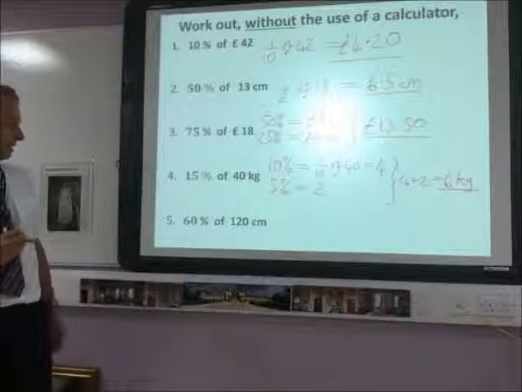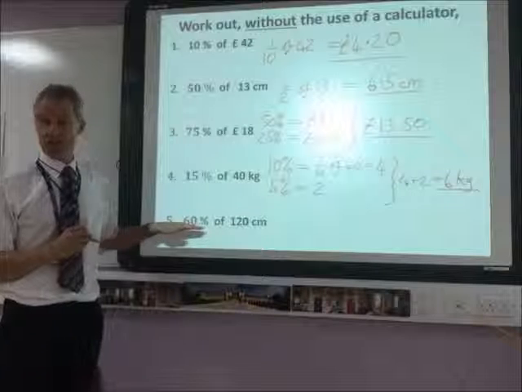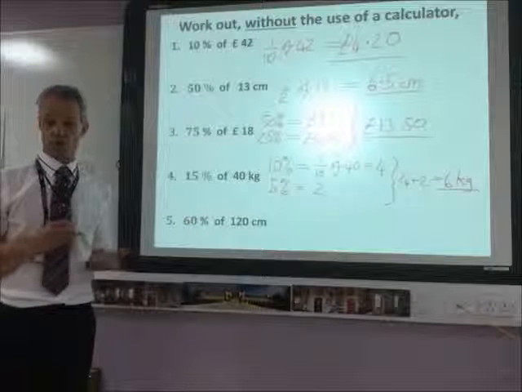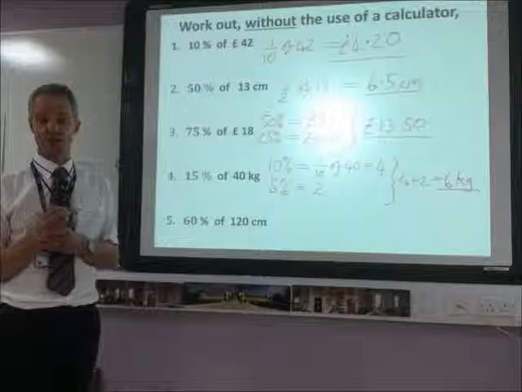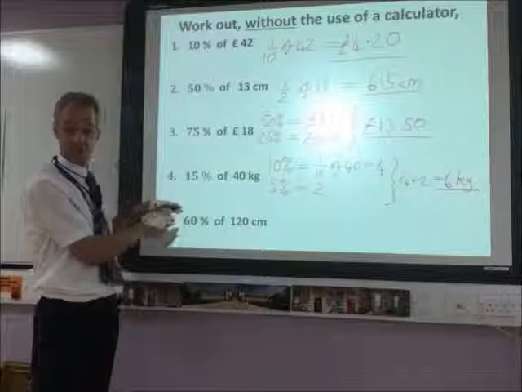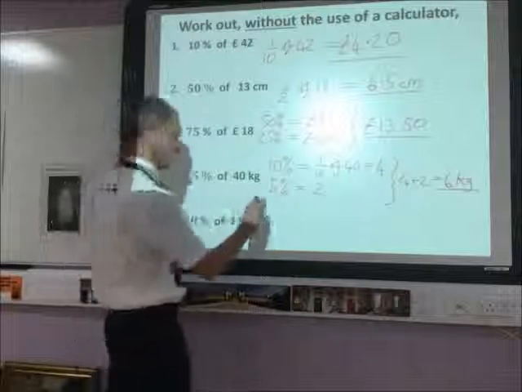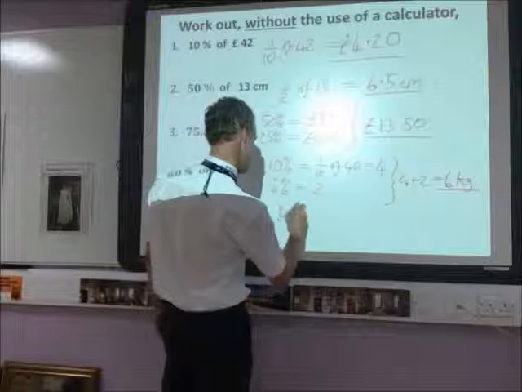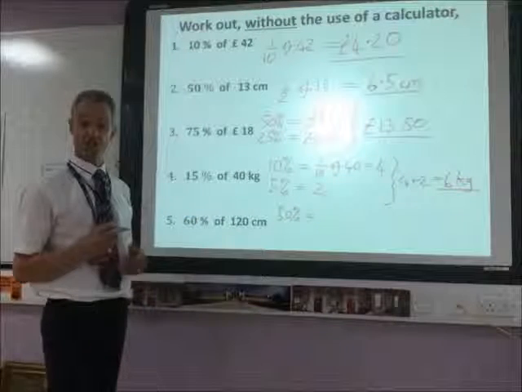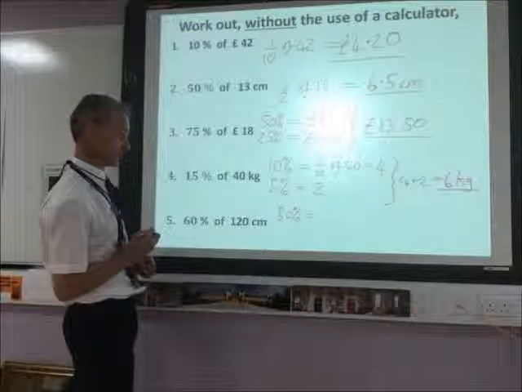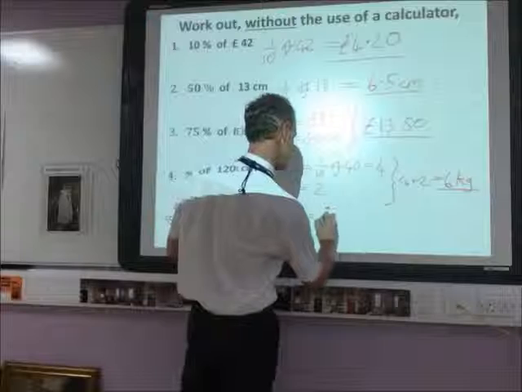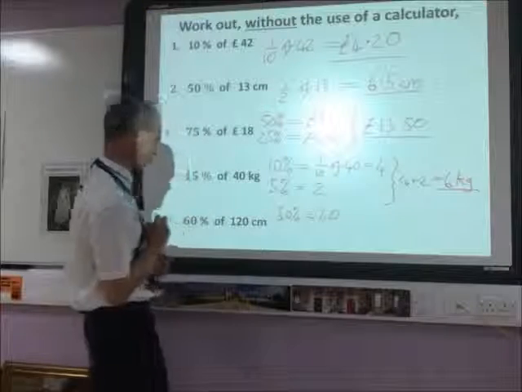Okay, now on to my last one, 60% of 120 centimetres. So for this one, there's a number of ways I could do it. I could work out 10% first, and then times that by 6, but it's perhaps a little bit easier, I think, to split that up into 50% and 10%. So let's do the 50% first of all. 50% of 120 centimetres is going to be the same as a half of 120 centimetres. And I can do that one in my head. A half of 120 centimetres is 60 centimetres.